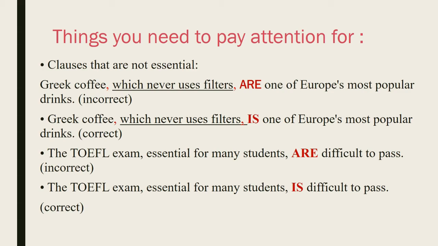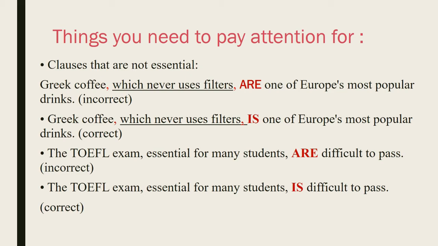This sentence is incorrect. What's my subject? My subject is Greek coffee. Is that singular or plural? It's singular. So I need here a singular form of the verb to be. Greek coffee is one of Europe's most popular drinks. This phrase here, which never uses filters, is just extra. Filters is not the subject of the sentence. So to correct this sentence, I would write, Greek coffee, which never uses filters, is one of Europe's most popular drinks.